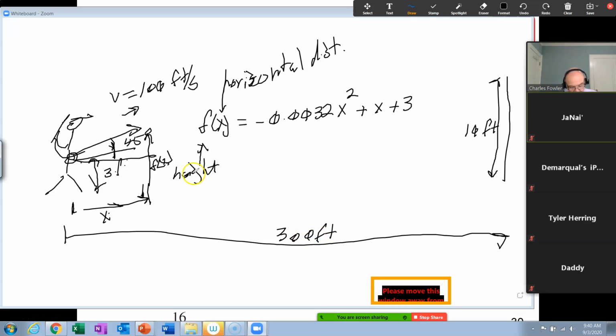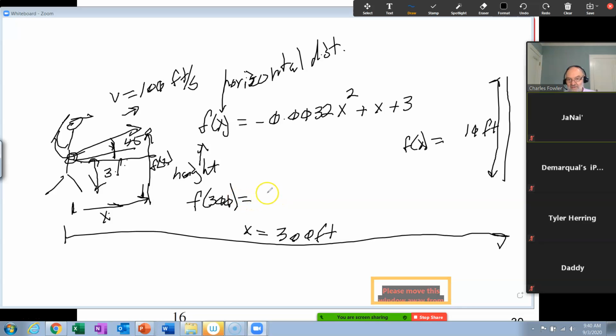Okay? The question is, will the baseball clear the 10-foot fence located 300 feet from the home plate? Well, again, this is your height. This is your f of x here. This is your x. That's your horizontal distance from home plate. So to answer the question, what we do is plug in 300. F of 300. When the ball's 300 feet away, will it have enough height to clear the fence?